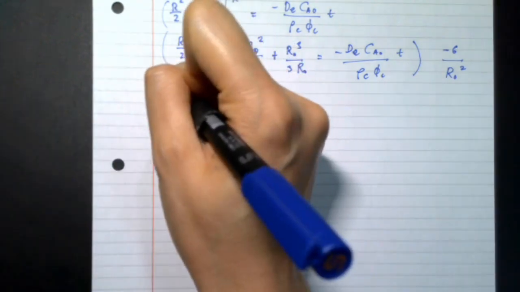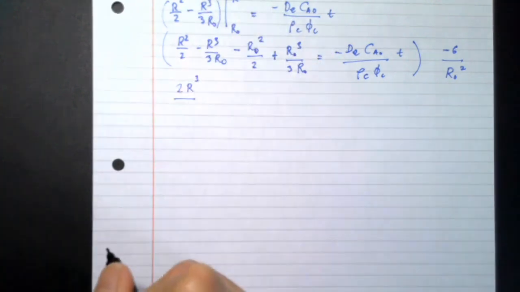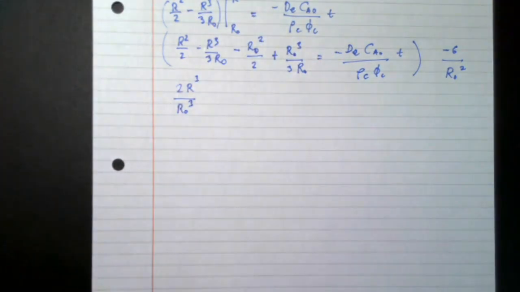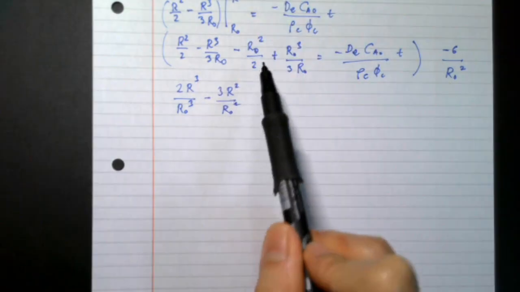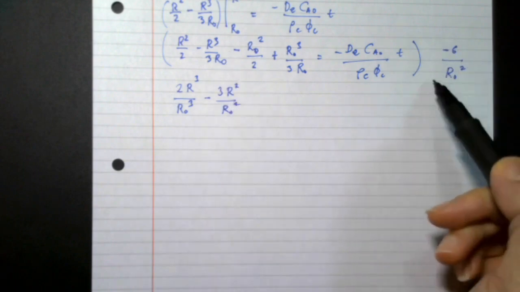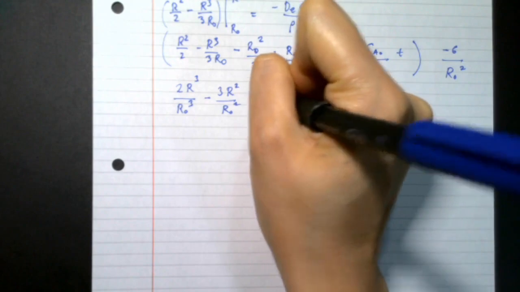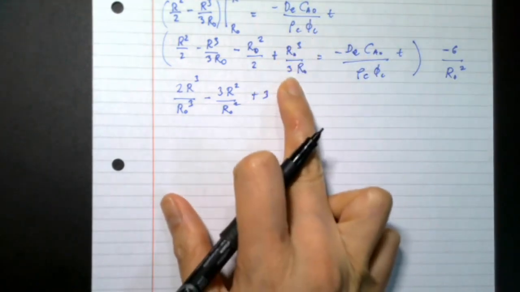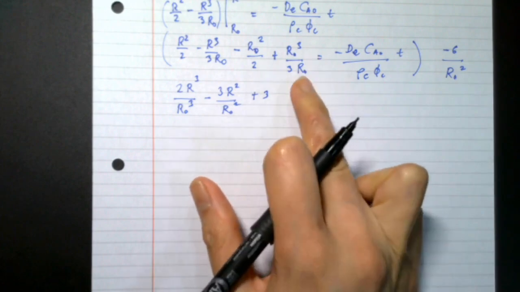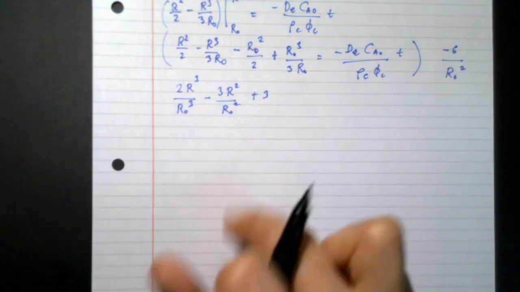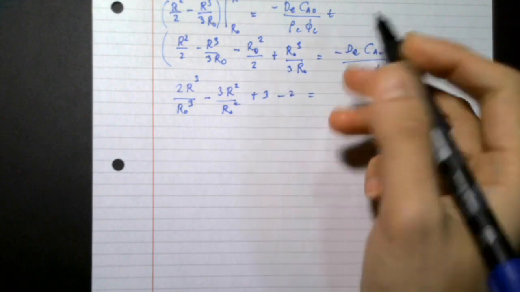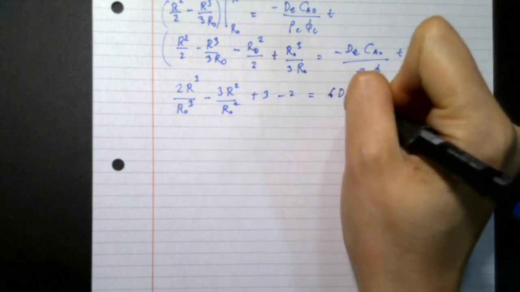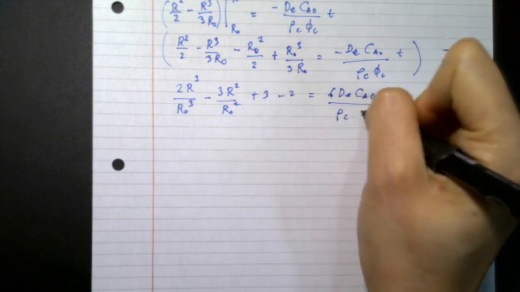So we will have 2 R cubed over R naught cube. This one here, so I'll have minus 3 R squared, and then I'll have this R naught squared. And then this term here, multiply by this. The R naught squared will cancel out, so I'll have positive 3. And then here I have R naught cube: R naught squared times R naught, so that's R naught cube. This will cancel out with that, and negative 6 divided by 3, that's minus 2. And then this side here, I'll have 6 dE CA0 T over rho C phi C.